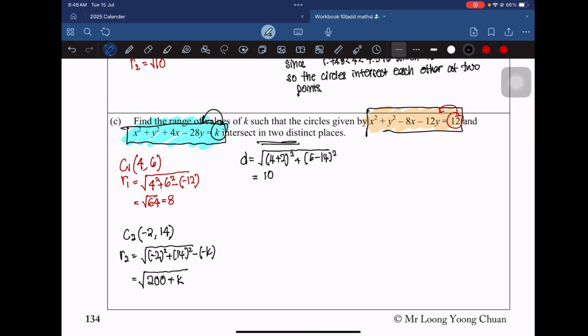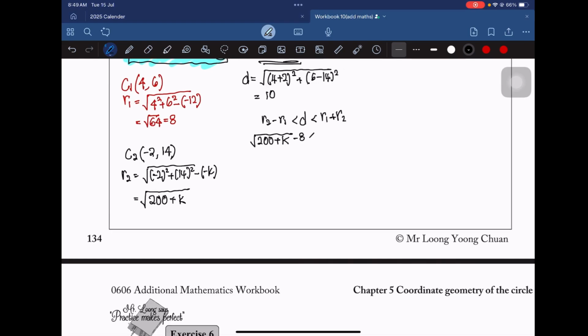Okay, because they say 2 distinct points, we know that d is in between R2 minus R1 and R1 plus R2. Doesn't matter, like I said, as long as it is positive you do. So R2 minus R1 is the square root of 200 plus k minus 8, less than 10, less than R1 plus R2, which is the square root of 200 plus k plus 8. Sorry, I forgot the 8.